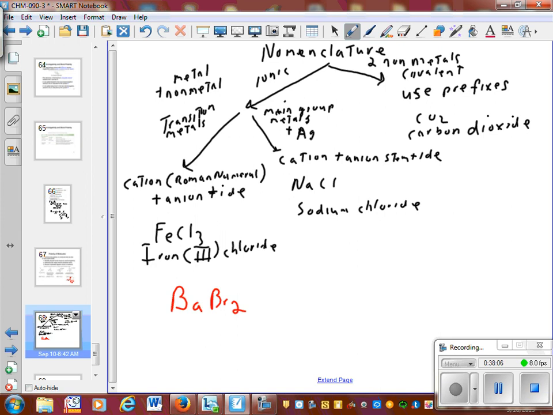So now we're over on the right side there. So how do we name it? We name the cation, which is the full name. What's the full name of the cation? Barium. The anion, which is bromine, so its stem is brom plus IDE: barium bromide.